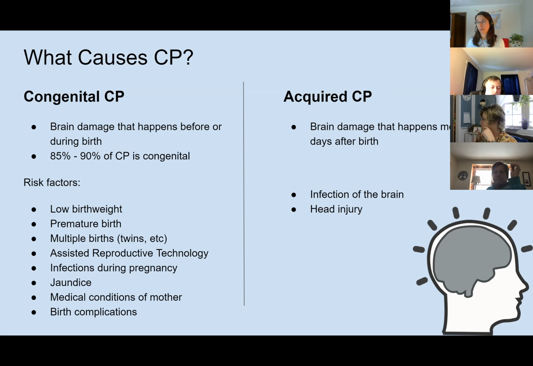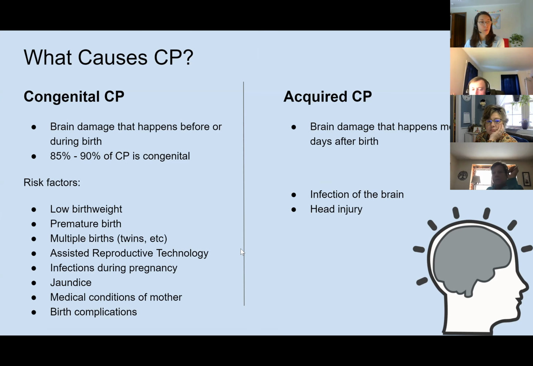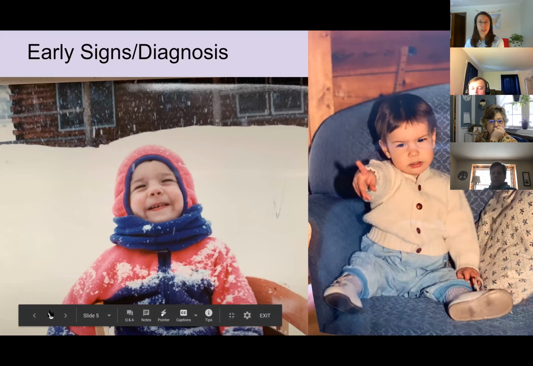There's a small percentage of CP that is caused by damage to the brain after birth. Acquired cerebral palsy is the result of infection like meningitis or injury to the head, which could be quite sad as to why that might be acquired. These are just some stats. Most cerebral palsy is thought to be congenital. And these are some risk factors. They don't necessarily mean that you will have CP if you have a birth complication or a low birth weight, but they're just parts of the puzzle when we're diagnosing.